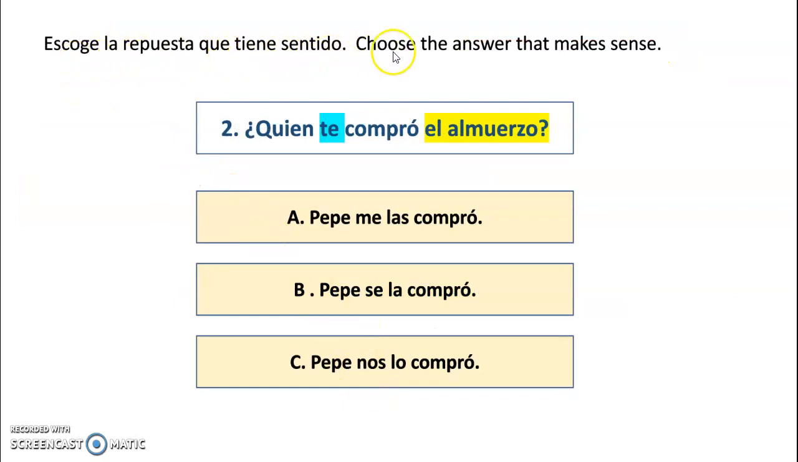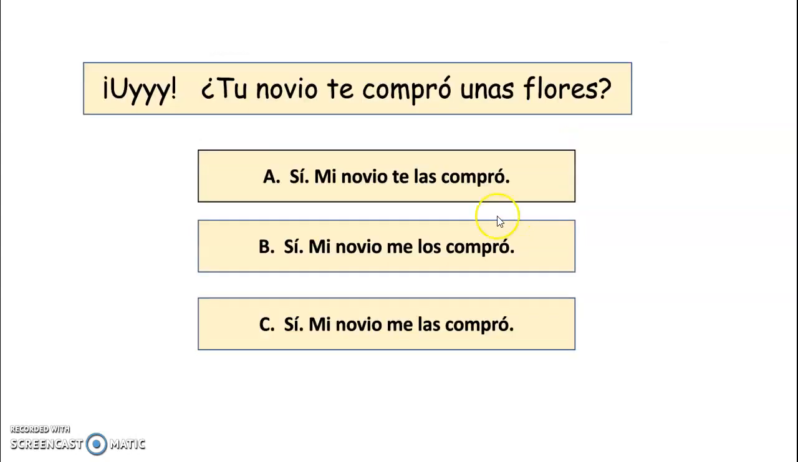Choose the correct answer that makes sense. Go ahead and pause the presentation. Remember, you're answering the question. You should have had A, Pepe me lo compró. Sí, mi novio me las compró.